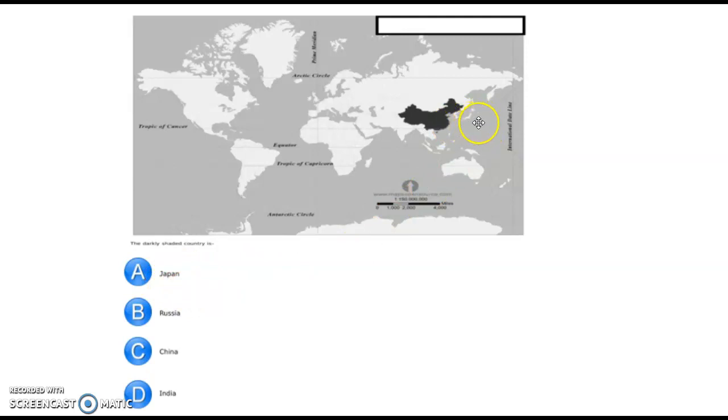Japan is actually an island country out here. Russia is up here above China, so Russia would go up here. And then India is down here below China. They actually share the Himalaya Mountains, but India is right here. So your correct answer for this shaded area is China, C.